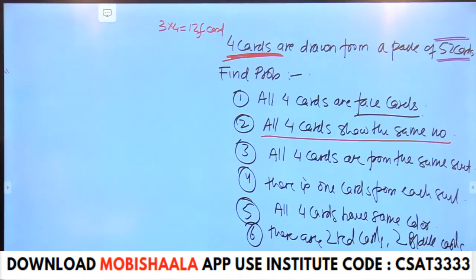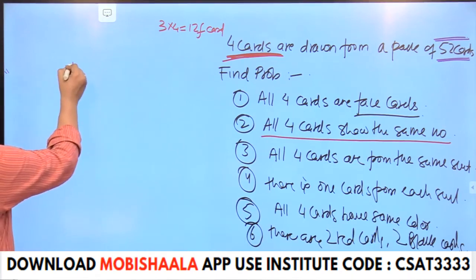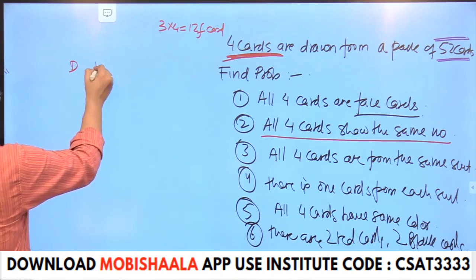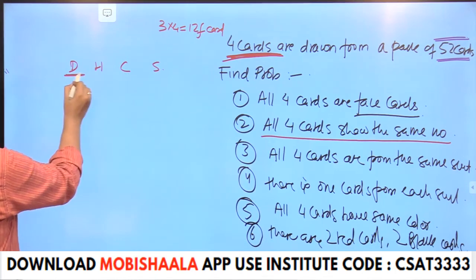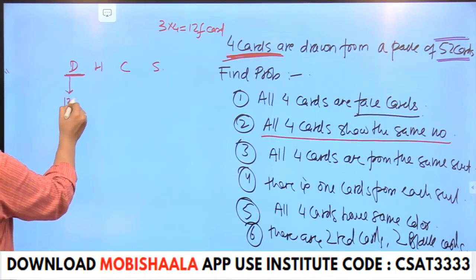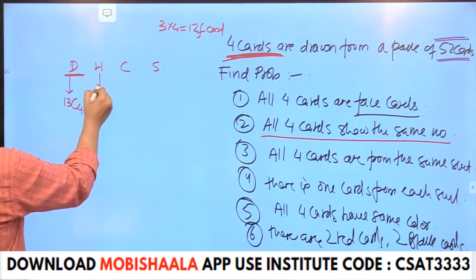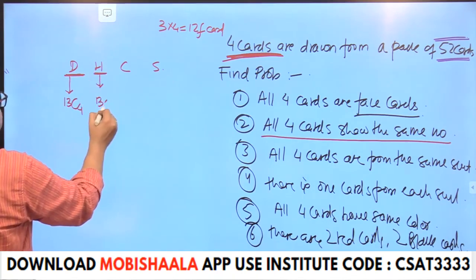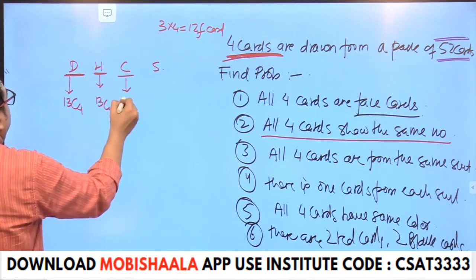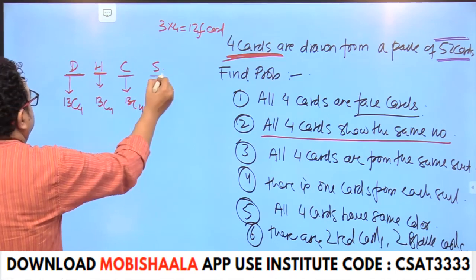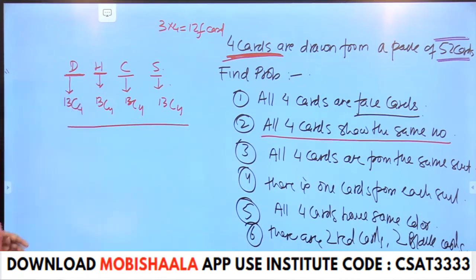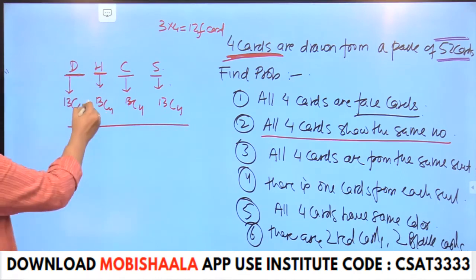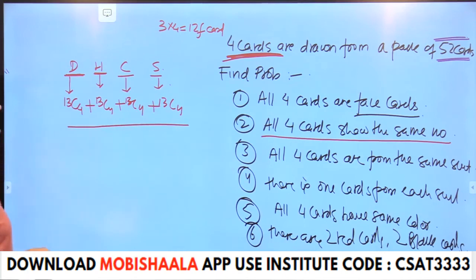Third, all 4 cards are from the same suit, right? All 4 cards are from the same suit, either diamond or heart or club or spade. So all 4 cards are from diamond, 13C4. All 4 cards are from heart, 13C4. All 4 cards are from club, 13C4. All 4 cards are from spade, 13C4. Or, so see, either or, so obviously addition would come into play now.